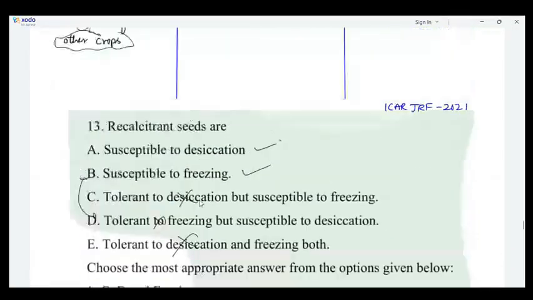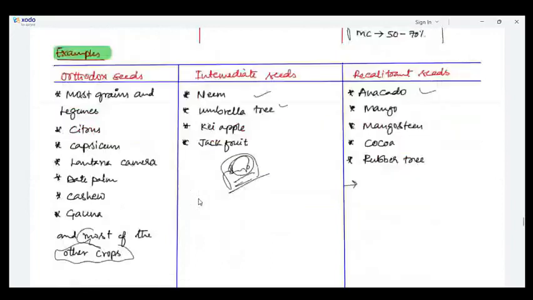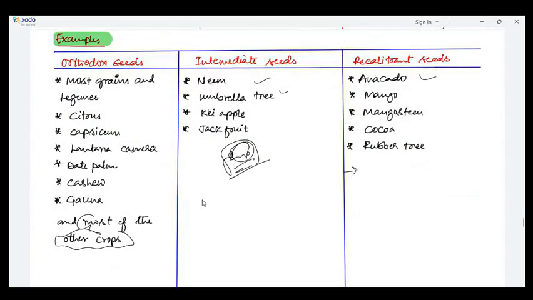So you might get a question. When you observe these three tables, why do recalcitrant seeds not have good storage capacity? Why is their longevity very low? This is because of the moisture content. The moisture content of these seeds is very high. I told you that a higher moisture content encourages microbial contamination, so there will be rapid seed deterioration. So this is the first thing.